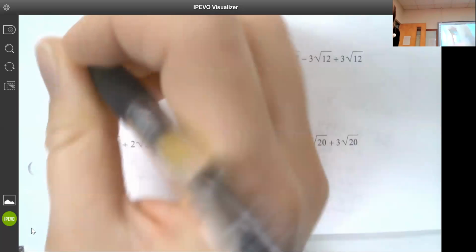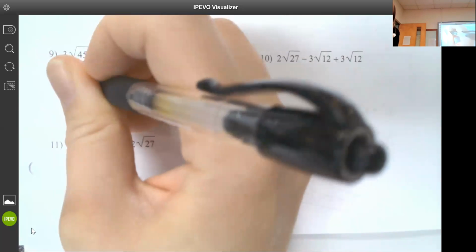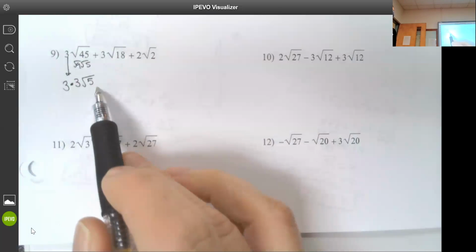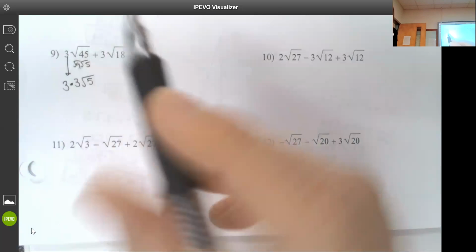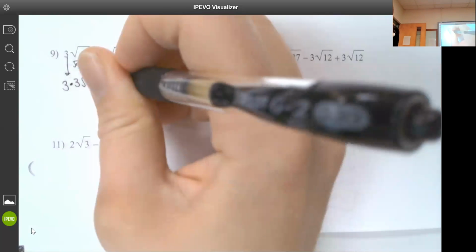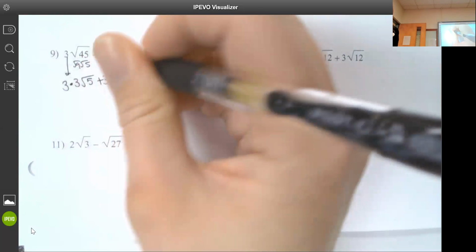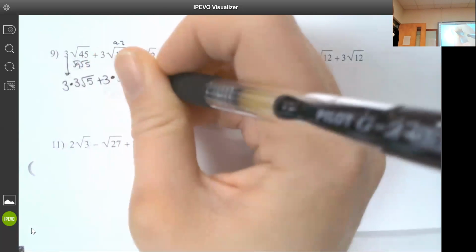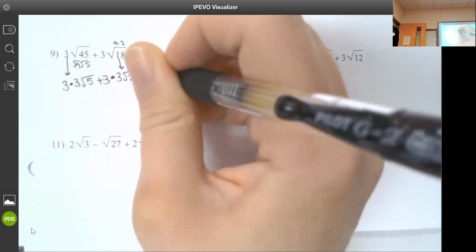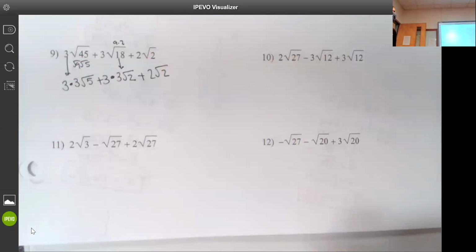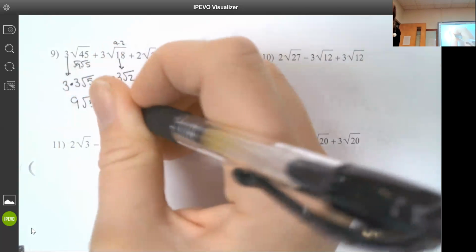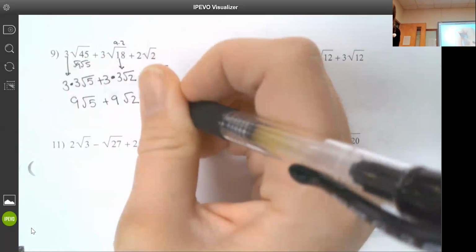Now I don't have to write that in-between step. I know the square root of 9 is 3. So the square root of 45 becomes 3 rad 5. I evaluated that perfect square. Plus 3 times, and then simplifying 18 again is 9 times 2, so it becomes 3 rad 2. Plus, and I can't simplify 2 rad 2 any further. So then I have 9 rad 5 plus 9 rad 2 plus 2 rad 2.